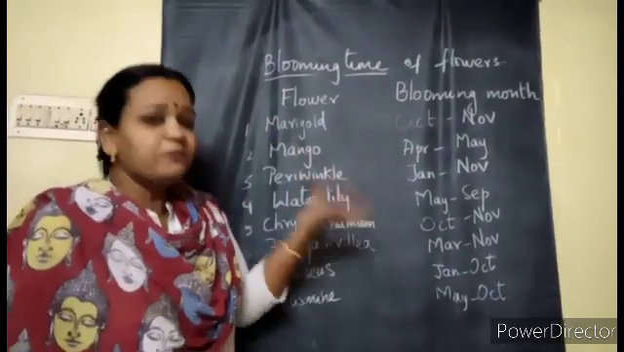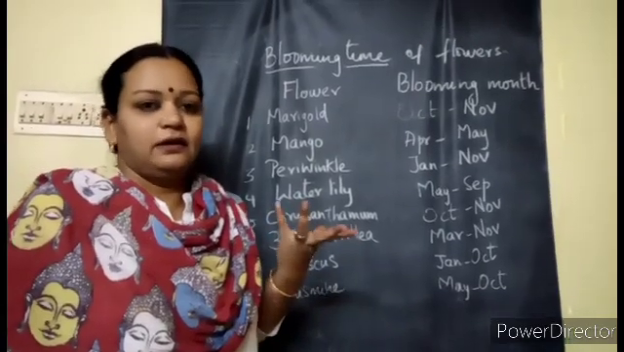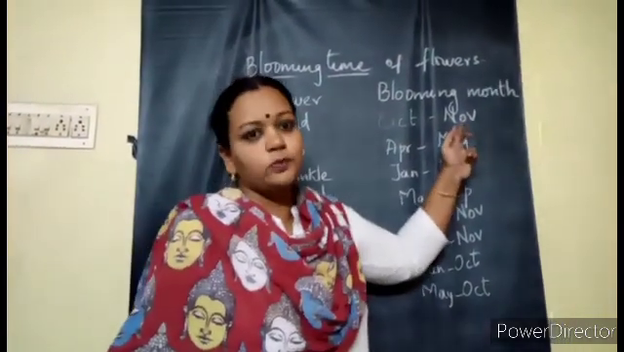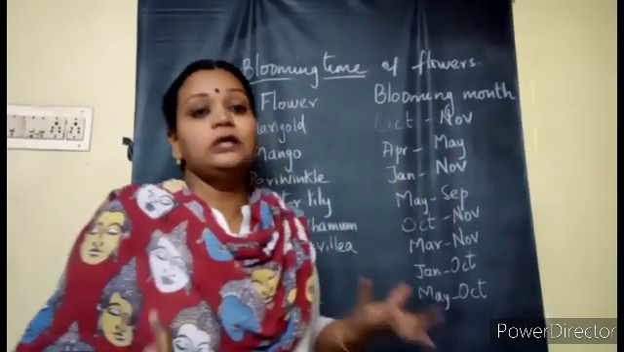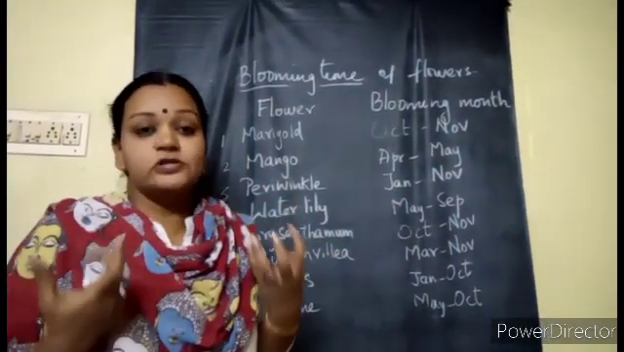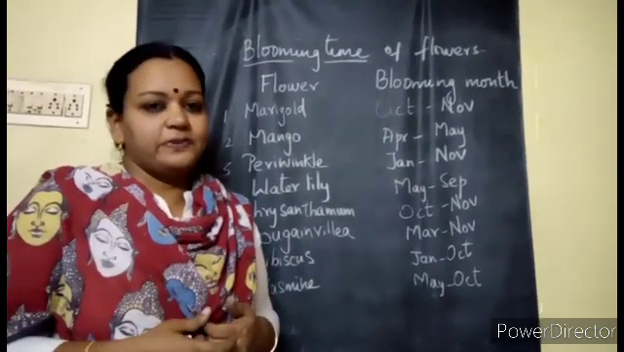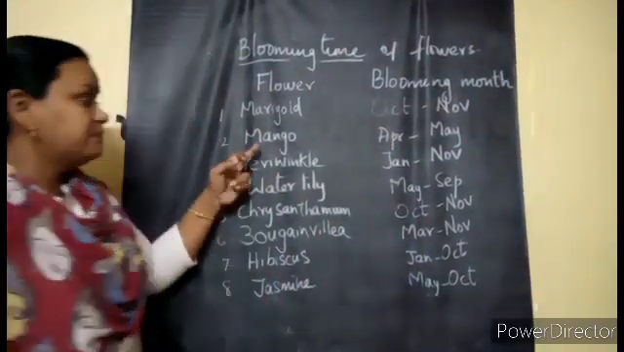Very good. So which month can we buy these flowers? It will be available in the market from October to November. October and November we can see many marigold flowers blooming, and we can get them for our different purposes, whatever we need them for.